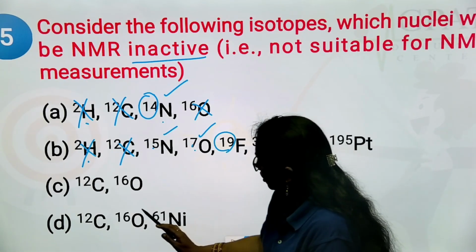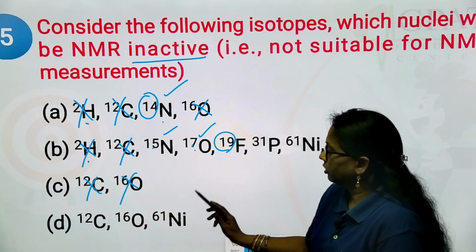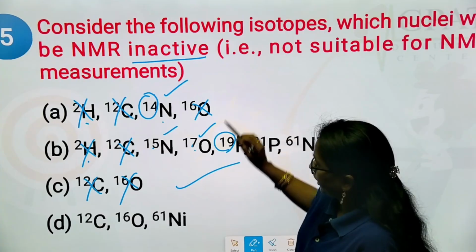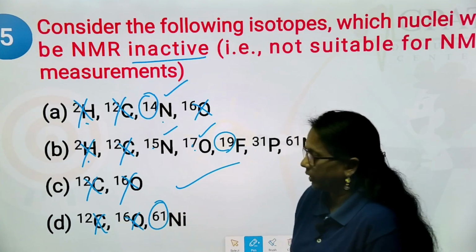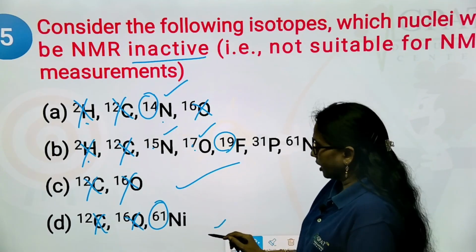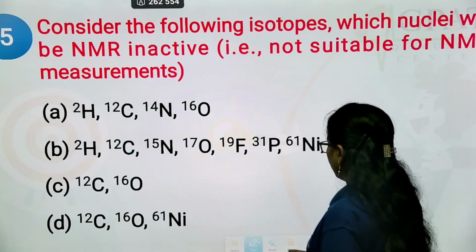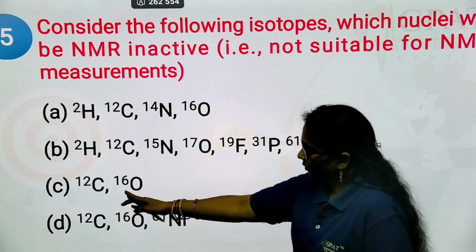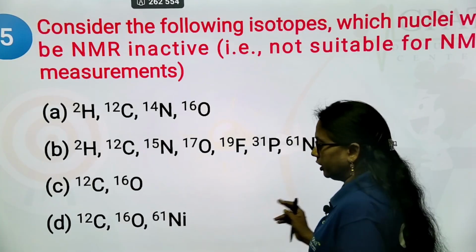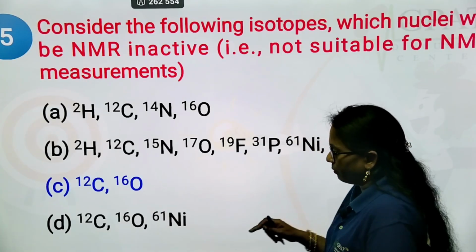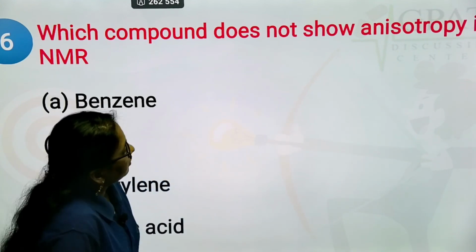O17, the mass number is odd, so this is NMR active only. Now let us see C12, this is NMR inactive, this is also NMR inactive. So option C is going to be the right option for this question. C12 NMR inactive, O16, but nickel 61 has an odd mass number, so this is NMR active. So among the given options, C is suitable because it is NMR inactive. If the atomic number is even and the mass number is also even, then you are not going to observe any NMR absorption.